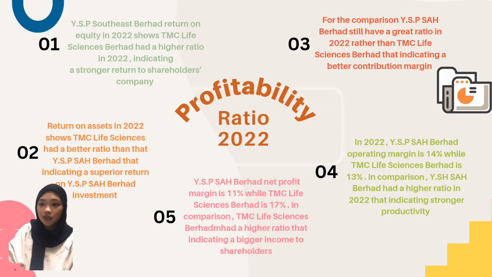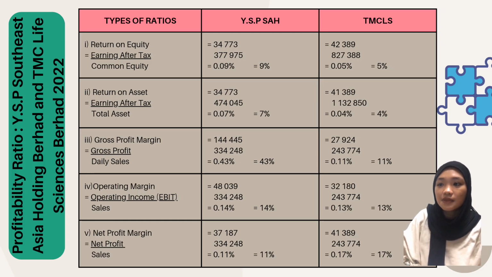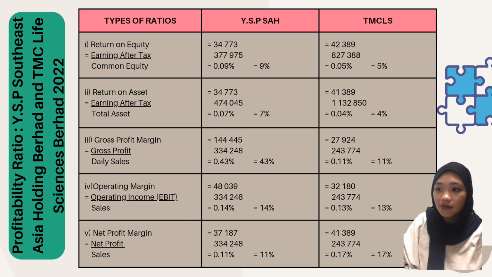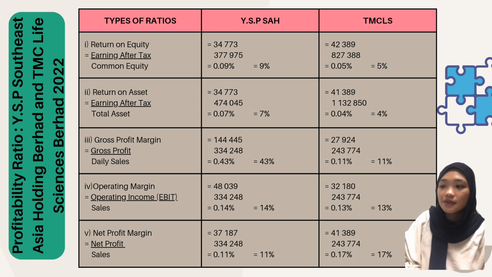For the year 2022, we can see that TMC Life Sciences BERHAD had a higher ratio in 2022, indicating a stronger return to shareholders. For the return on assets, we can see TMC Life Sciences had a better ratio than YSP Southeast Asia Holding BERHAD, indicating a superior return on investment.